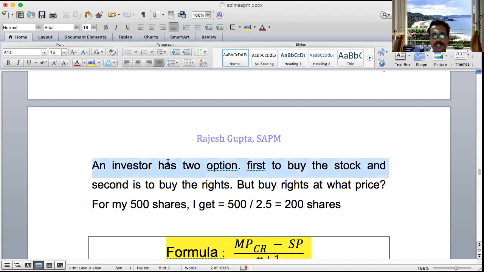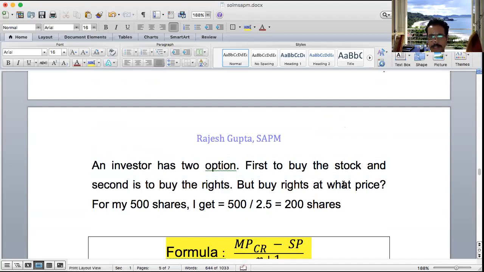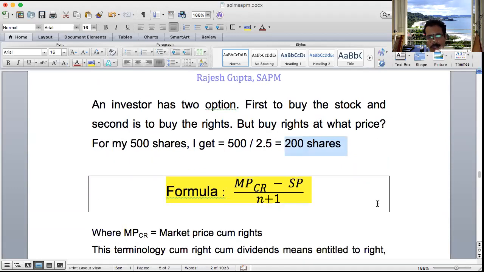Now, as an investor, I have got two options. First is to buy the stock, and second is to buy the rights, right? Suppose I want to buy the right, and I'll tell you in what case and why we want to buy the right and not the stock. So suppose we want to buy the right, but we have to know the fair value. At what price that right should be bought? So I have got 500 shares, divided by 2.5. So I am entitled to 200 rights shares, right?